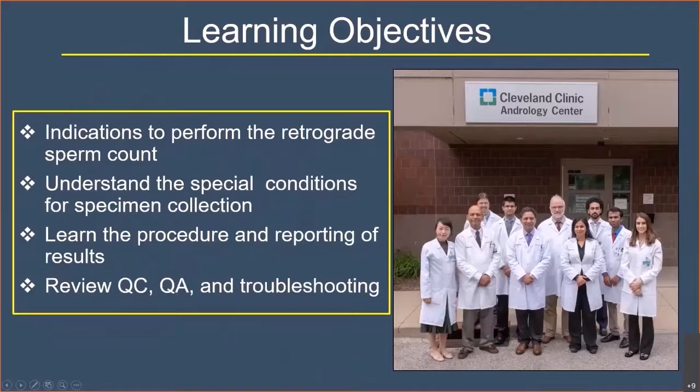The learning objectives of this talk are: indications to perform the retrograde sperm count, and understanding the special conditions for specimen collection, because 2 specimens will be collected here; learn the procedure and reporting of the results; and reviewing the quality control and quality assurance, as well as troubleshooting associated with this test.